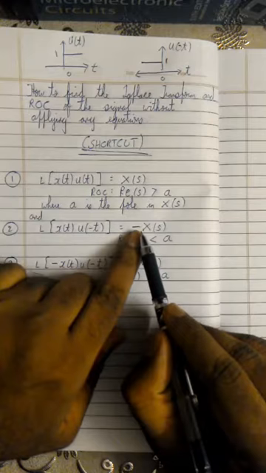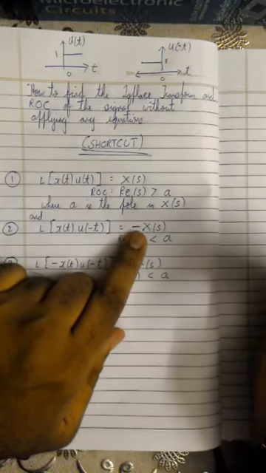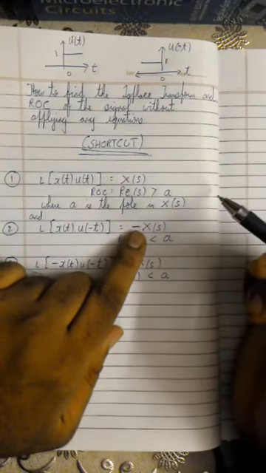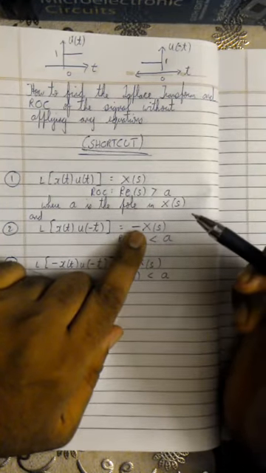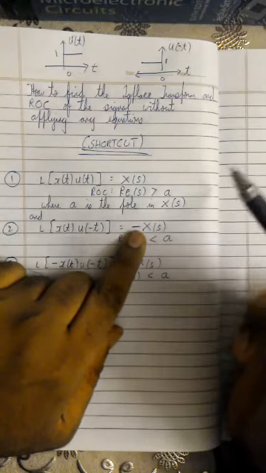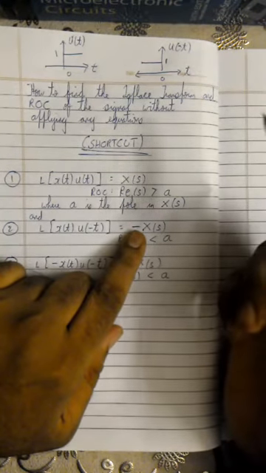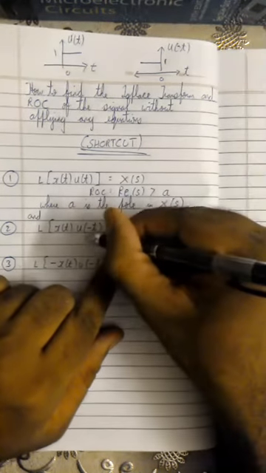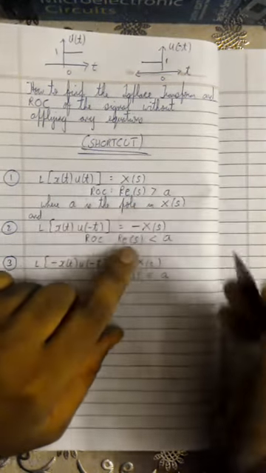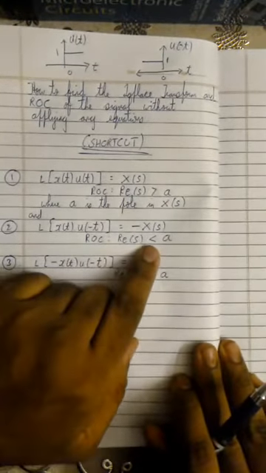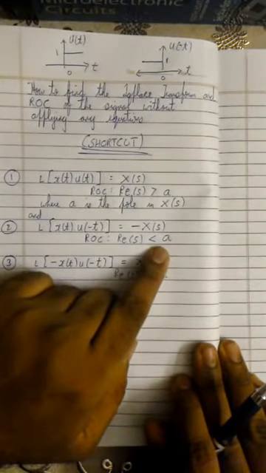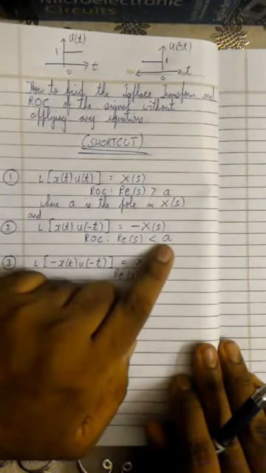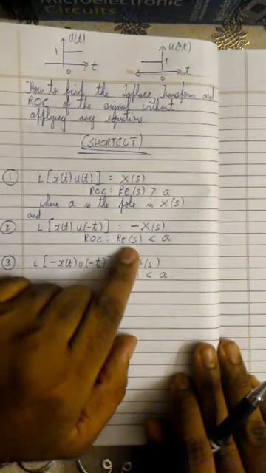Now how do you find the region of convergence? If you remember property number 5 of region of convergence, it states that if x of t is a left-sided signal, then your region of convergence is determined by the equation real part of s is less than a. That means a is the pole of x of s. This is how we find the region of convergence.